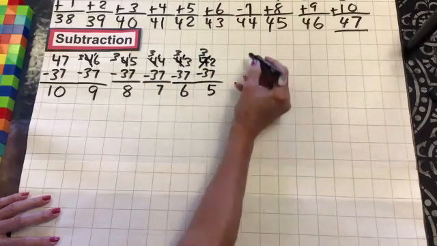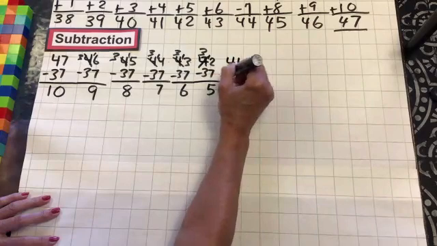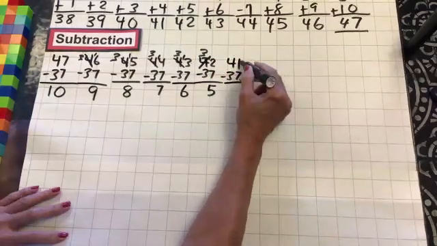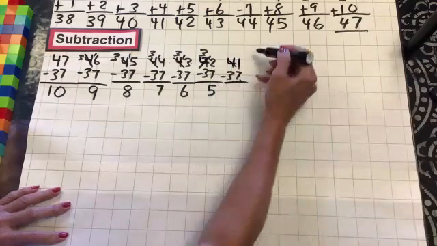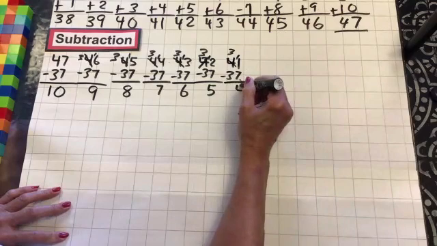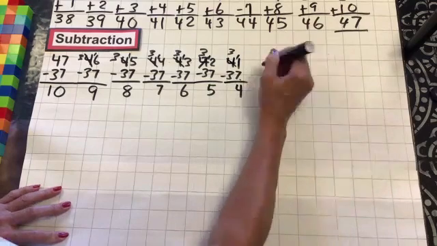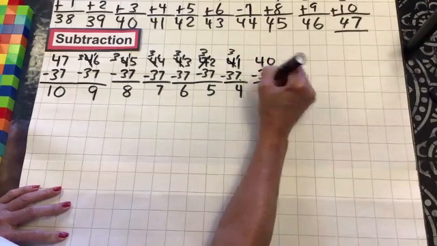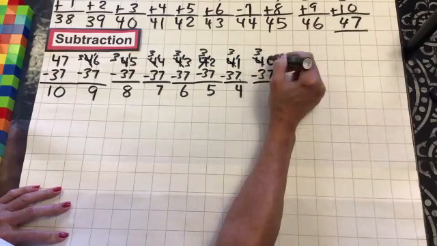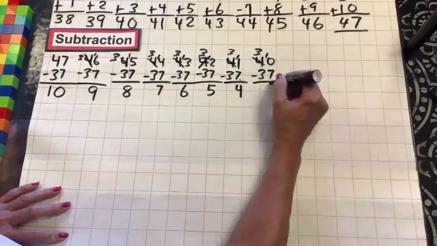3 minus 3, nothing. 41 minus 37 equals 7 from 1, can't do. Borrow from the 4, leaving 3, making that 11. 11 minus 7 is 4. 3 minus 3, nothing. 40 minus 37. Can't take 7 from 0, so borrow from the 4, leaving 3, make that 10. 10 minus 7 is 3.